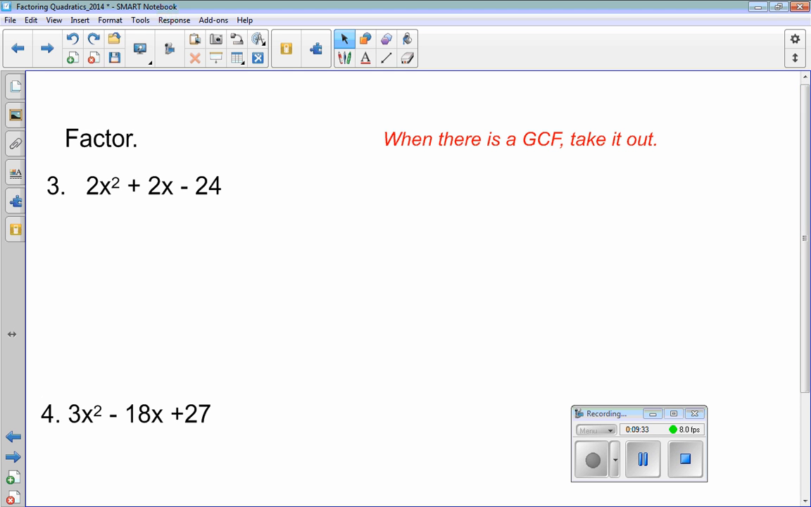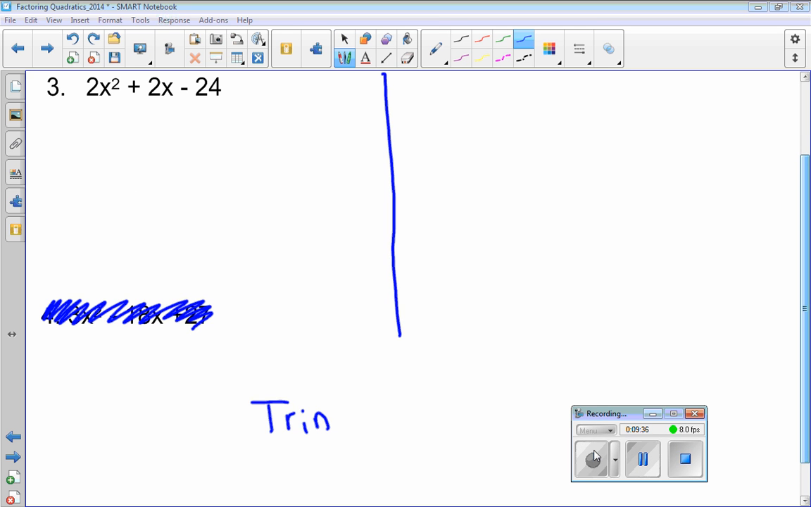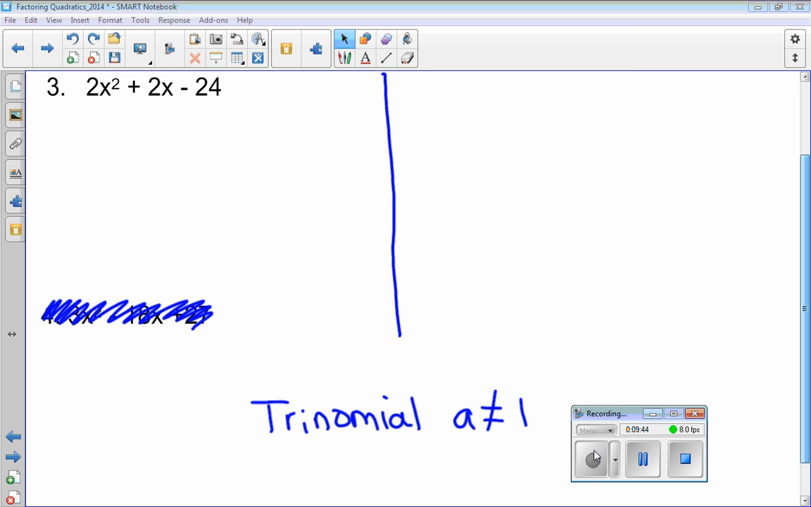I don't even know what I just did. Awesome. Hang on. This is what you should write at the bottom of your next blank tab. Trinomial, A is not equal to 1. In other words, a leading coefficient can be a 2, a 3, a 4, a 5, a 6. Okay? Yes, this is the next tab.